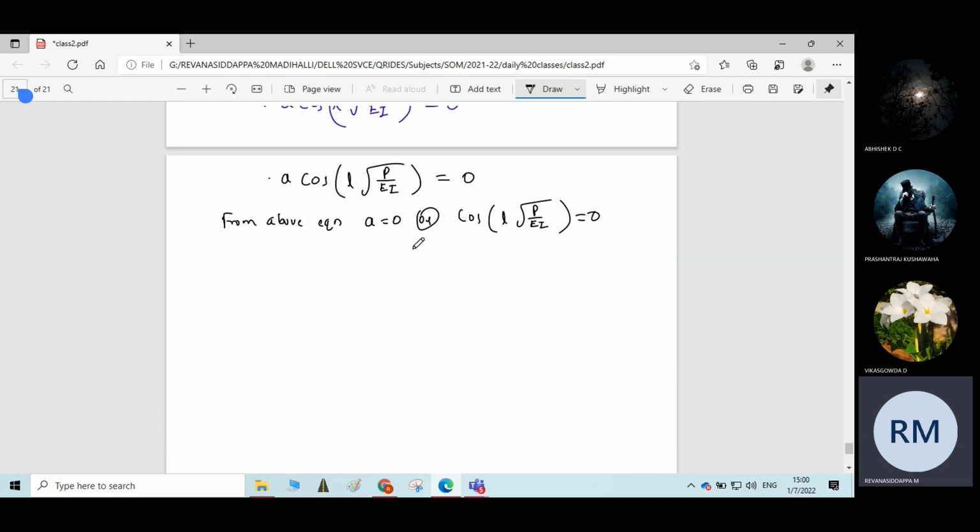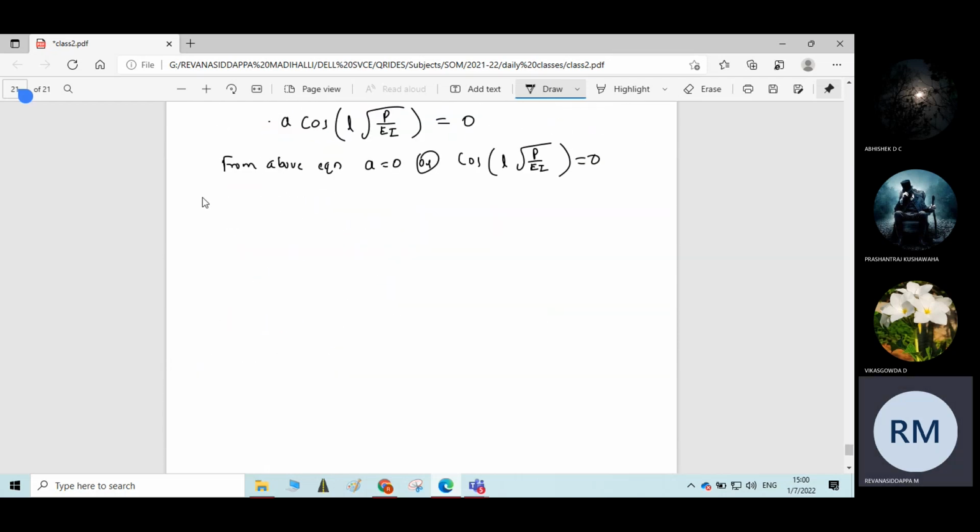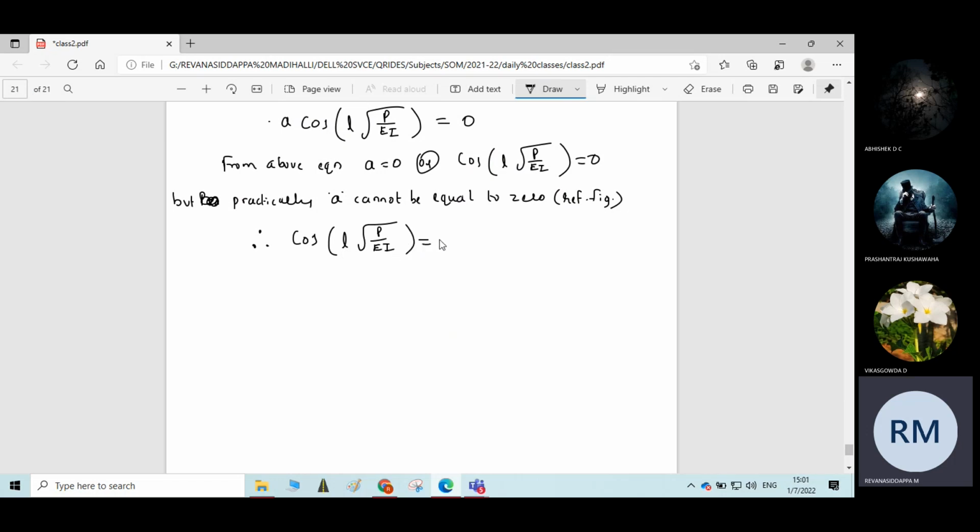Practically, from the figure, A cannot be equal to 0. If you refer to the figure, you can come to know that A cannot be equal to 0. Therefore, cos L root of P by EI is equal to 0.